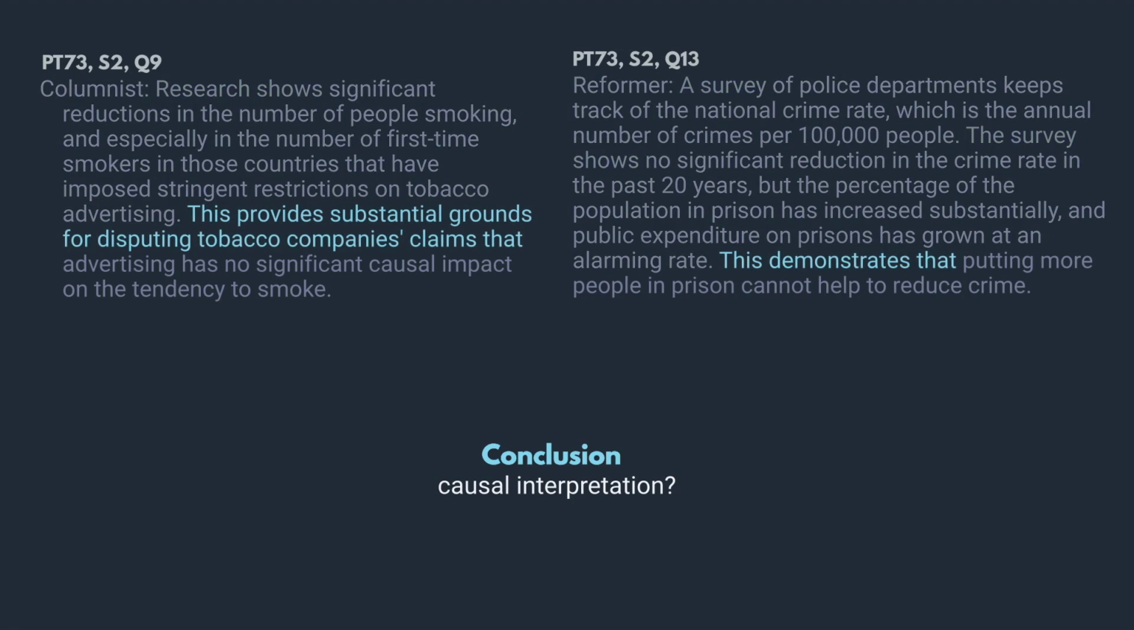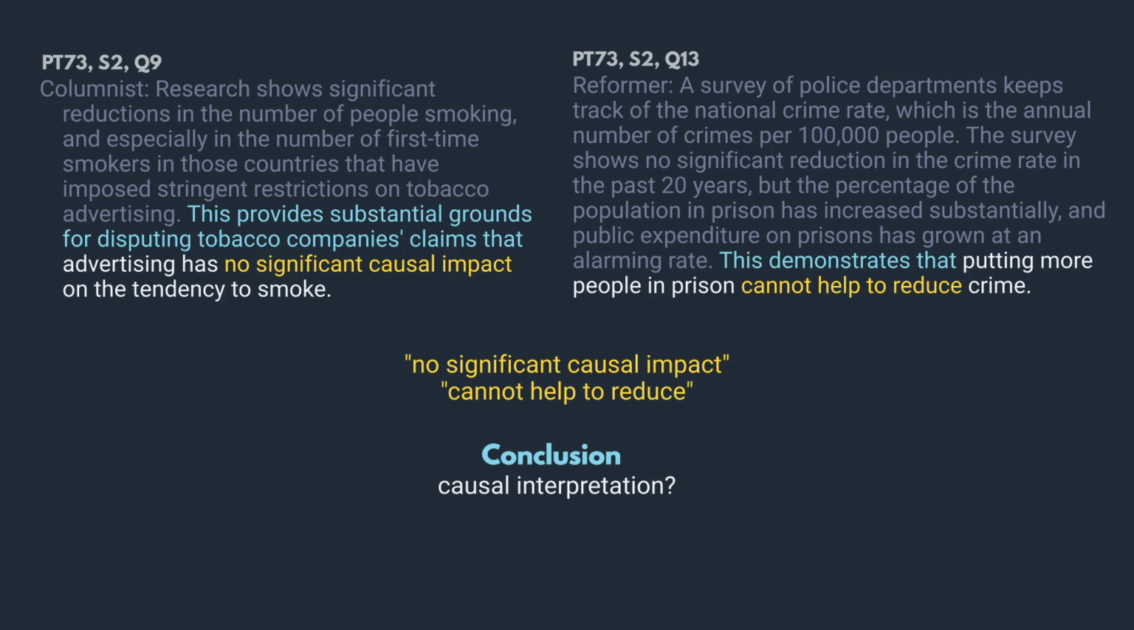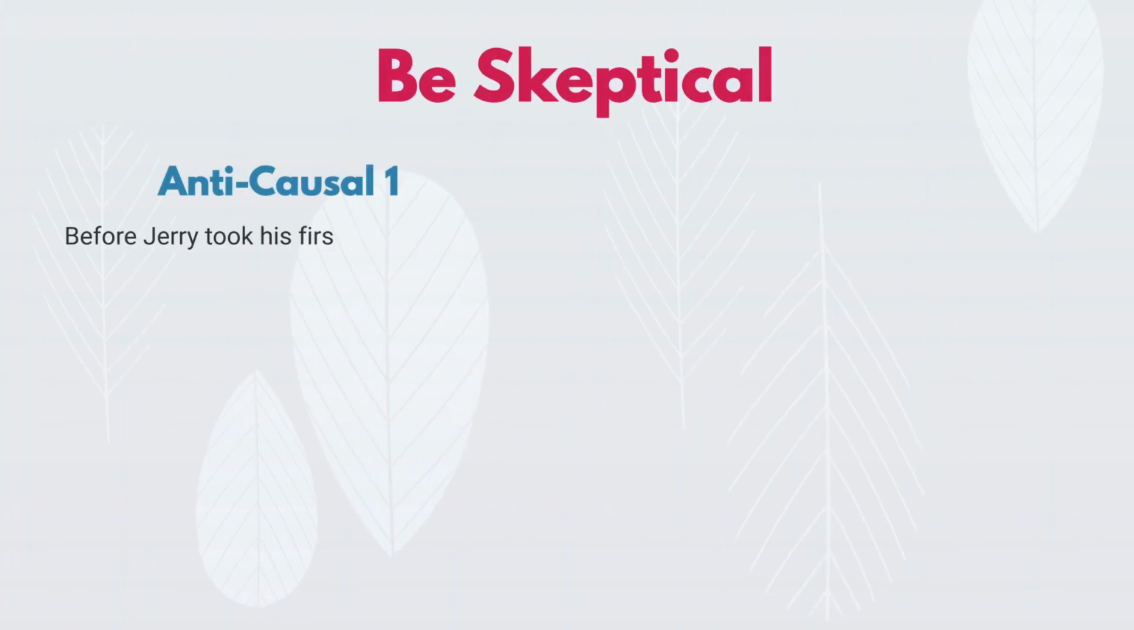Are these conclusions causal? Yeah, this first one's saying advertising has no causal impact on smoking. And the other one is basically saying that putting people in prison has no causal impact on reducing crime. So sometimes the authors will look at a set of data and say, oh, there's not a causal relationship. We call those anti-causal arguments. And let's practice being skeptical of anti-causal for a sec.